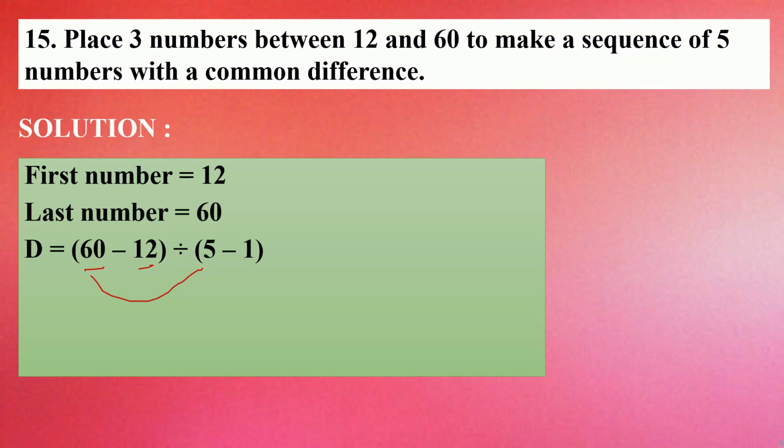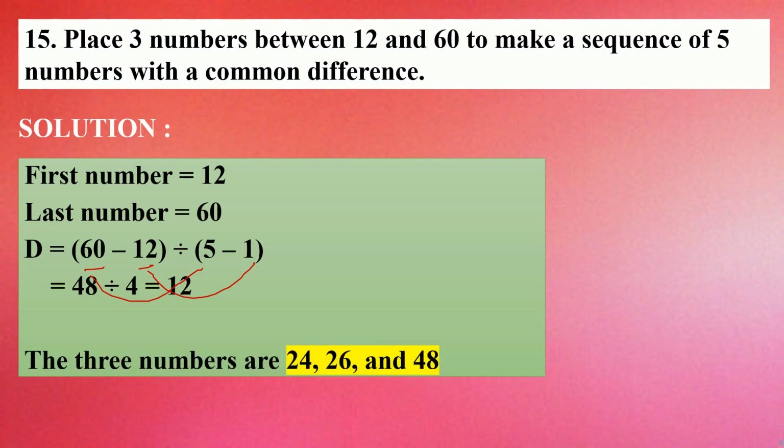So when we find the difference, 60 minus 12 divided by 5 minus 1, that is 48 divided by 4, that is 12. Difference is 12. So 12 plus 12, that is 24. 24 plus 12, 36. 36 plus 12, 48. So these are the 3 numbers that we can place between 12 and 60, and they have a common difference of 12.